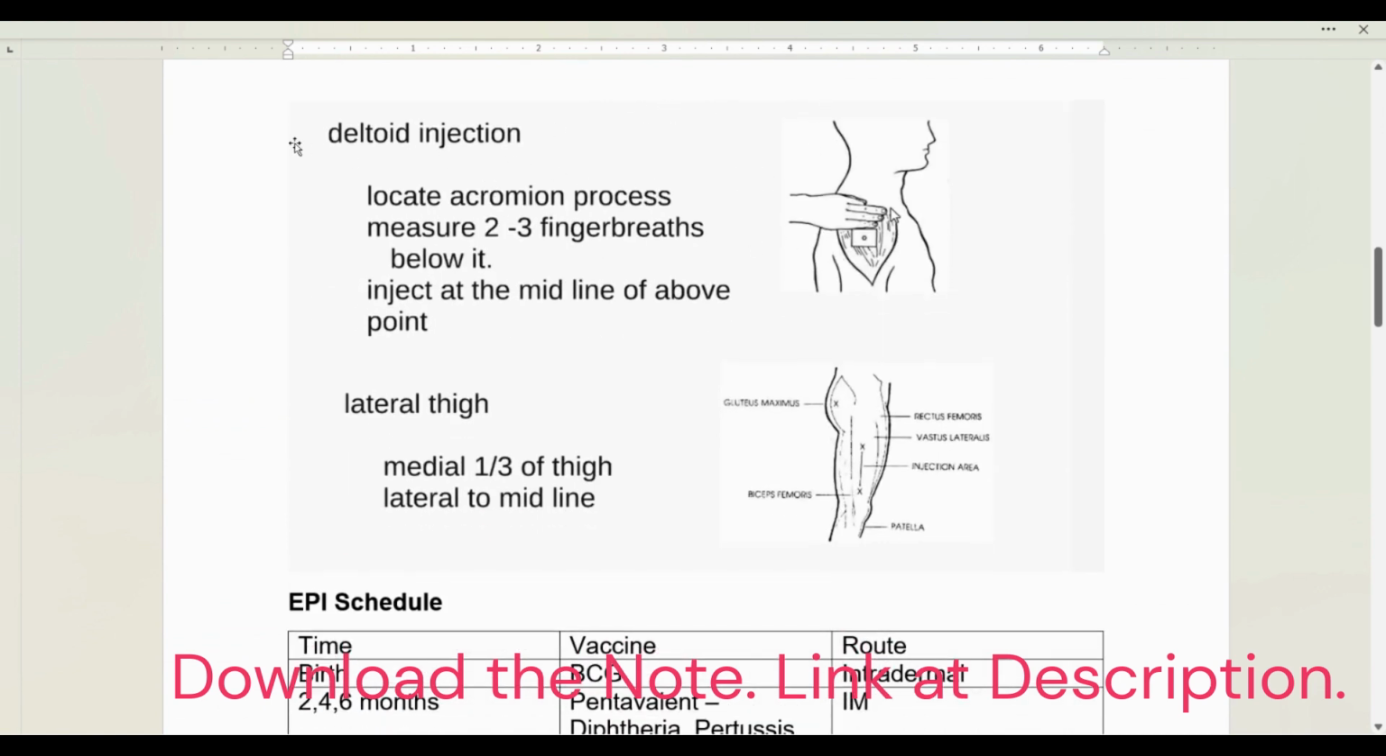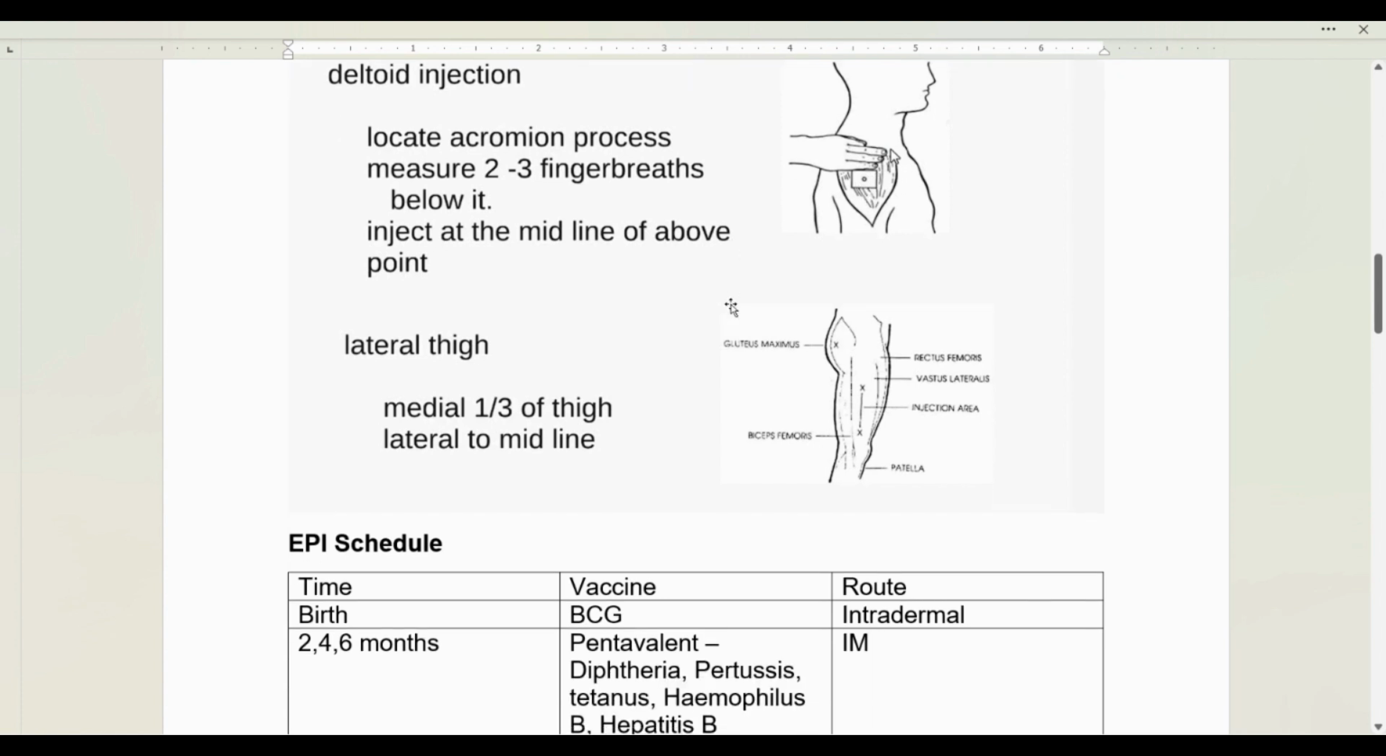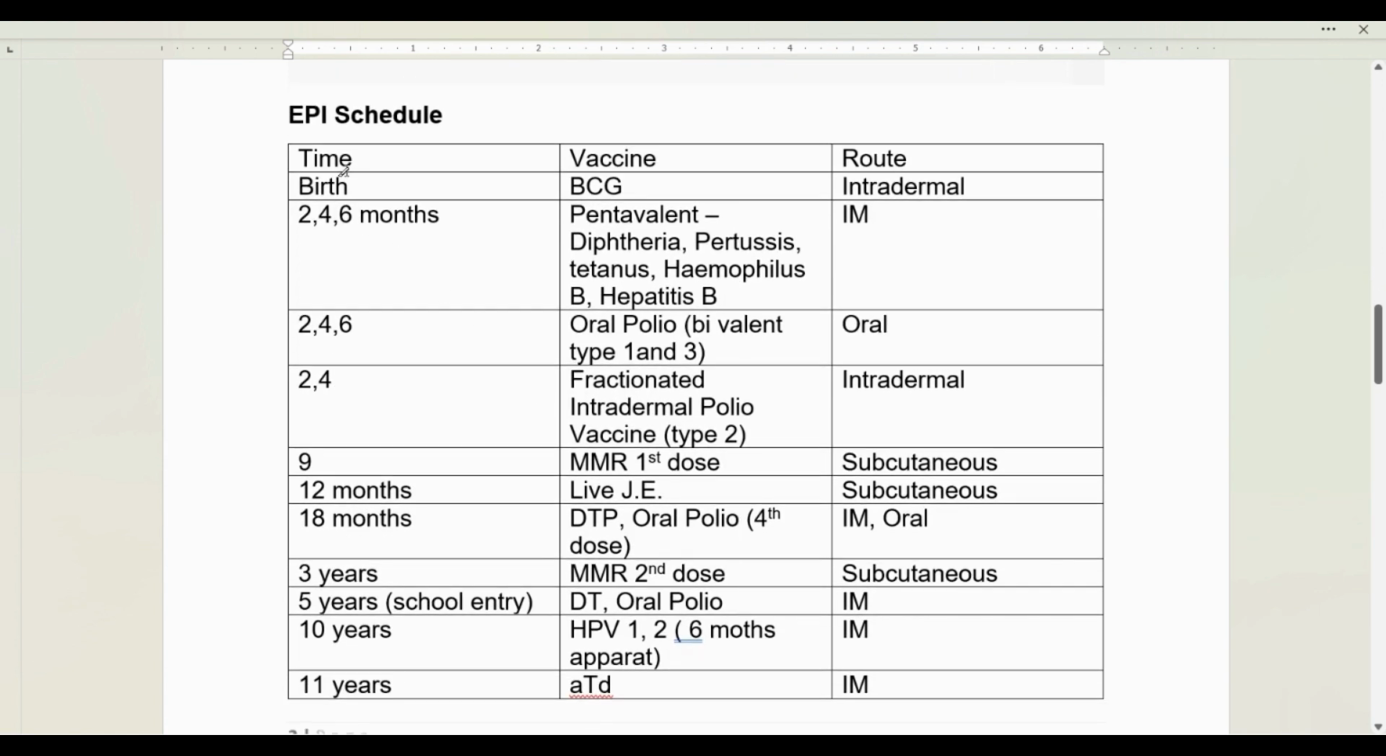So usually the vaccine given areas are the deltoid and the lateral thigh area. For the deltoid area, in order to give the vaccine, we have to locate the acromion process and measure 3 finger breadths below it and inject at the midline above the point. And for the lateral thigh, we have to give to the middle one third of the thigh, lateral to the midline, this area. So this is the EPI schedule of Sri Lanka.